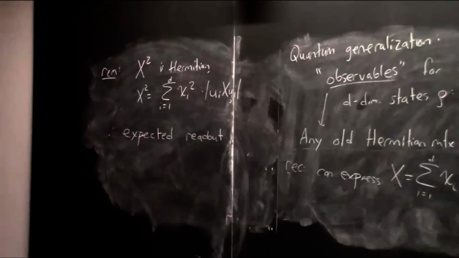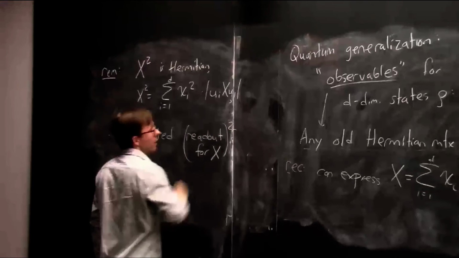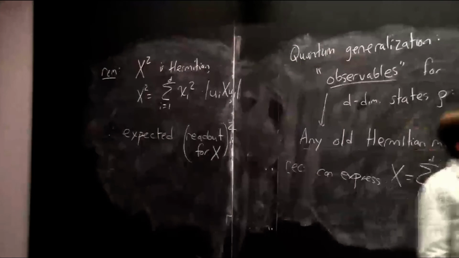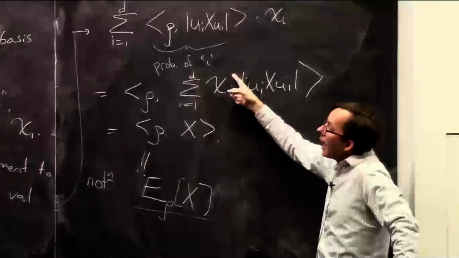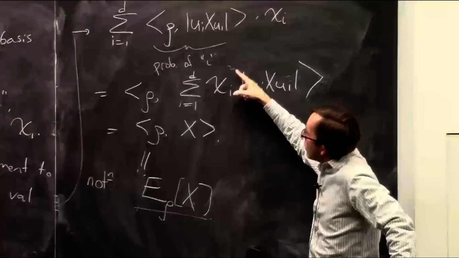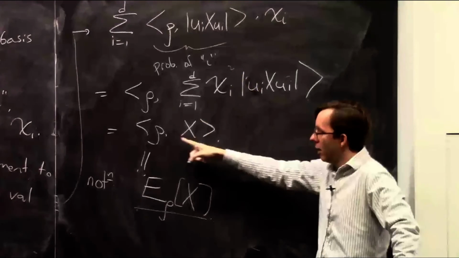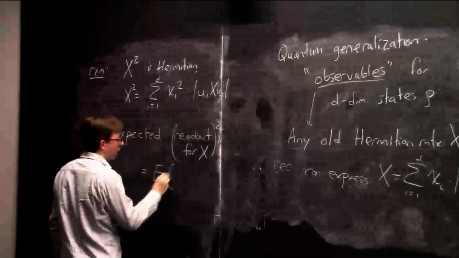What if I asked you, what is the expected square of the readout? Let me write that. Expected readout for the X device, squared. Well, I would repeat this calculation, except I would put a square here. That would be the expected value of the square of the readout for X. So I would get a square here. And then by this thing I told you on the top of the board, this thing with a square here is actually capital X squared. So I would get the inner product of rho and capital X squared. And so this is the expected value of capital X squared.